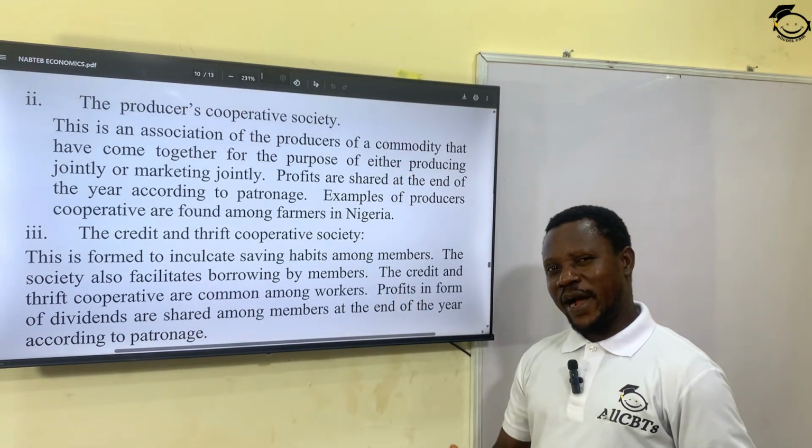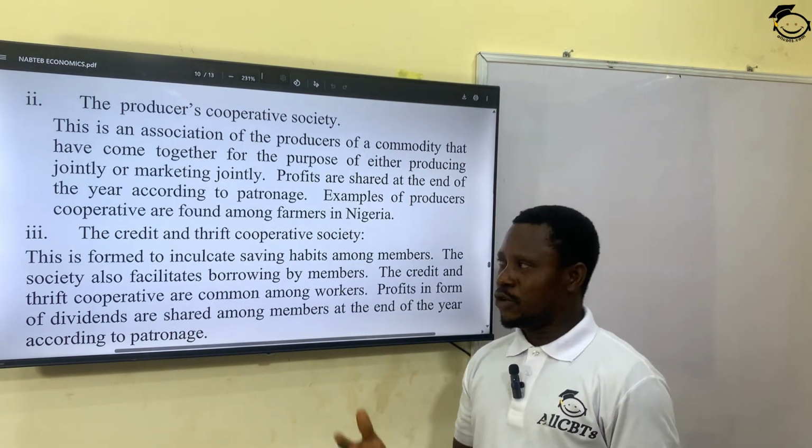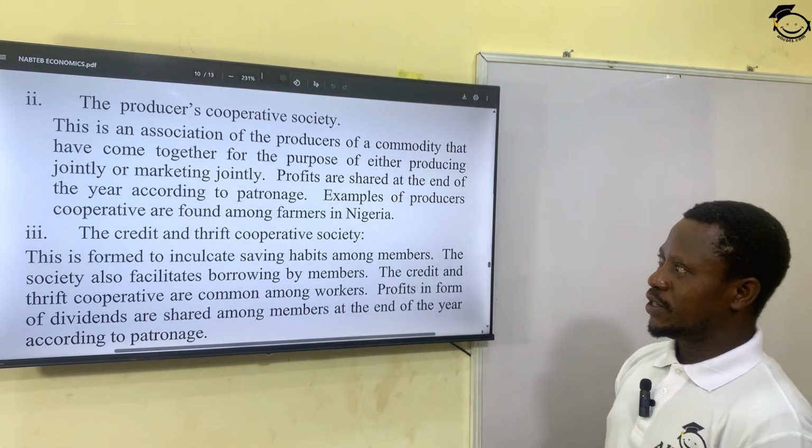And sometimes they need to buy fertilizers for their crops. They also do that too. So they can buy at a good price from the government and then they share among themselves.